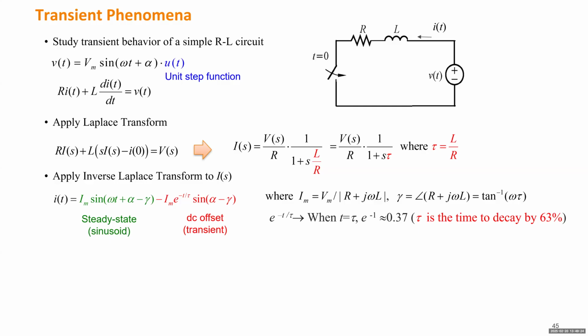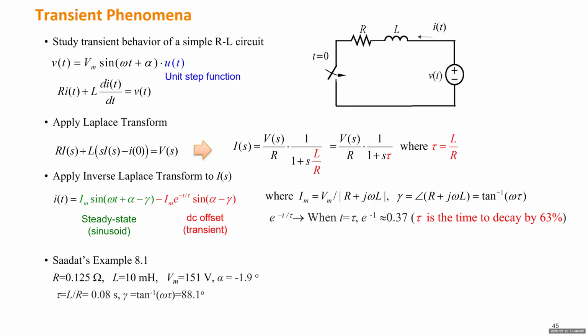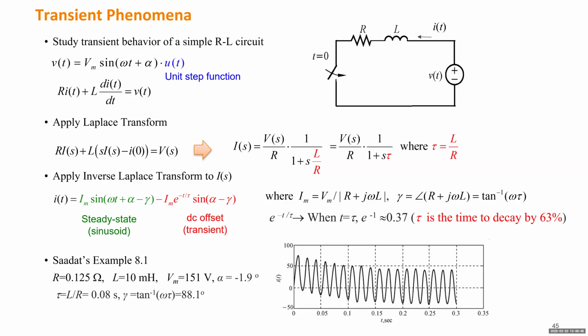So that's why we can use tau to measure the time duration for the transient dynamic to decay or disappear. Maybe after a couple of tau, the dynamic will disappear. Okay, so using the values from one example in the book, I give you R, L, and peak value, so you can calculate the waveform. The waveform will look like this one.